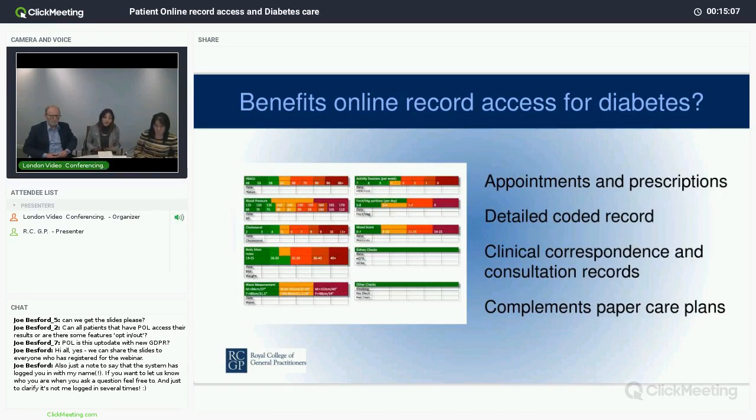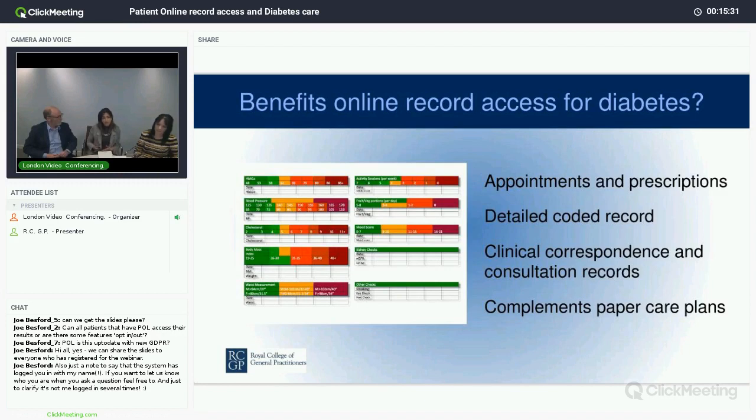Lastly, the most detailed record access that we can offer is full access to clinical correspondence. So that's the transactional services, the detailed coded record, but also access to any free text in the consultations, and also their clinic letters, their document letters.